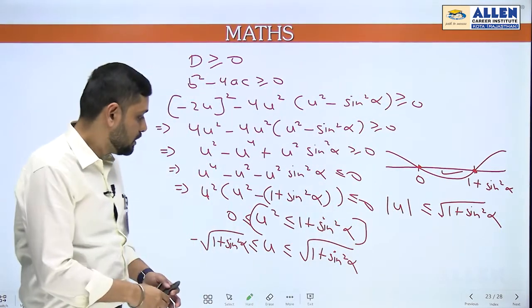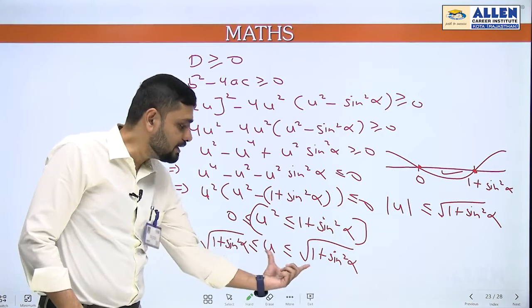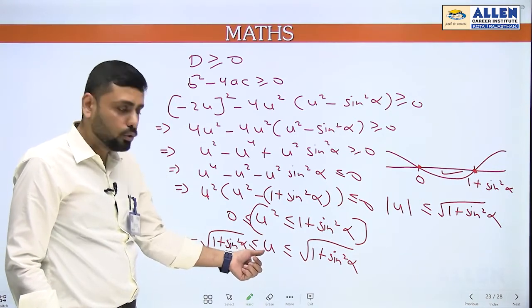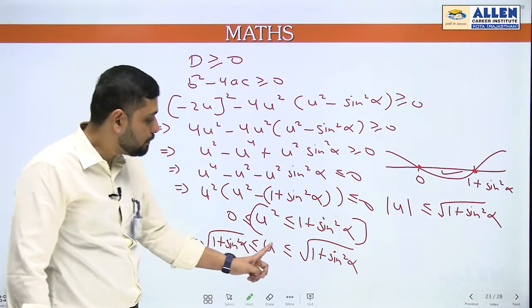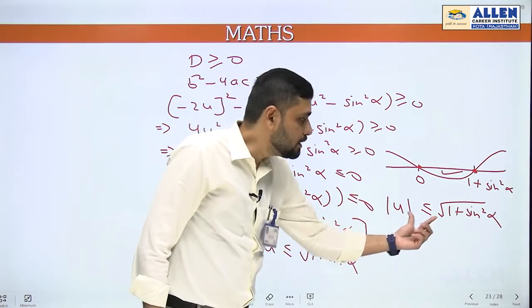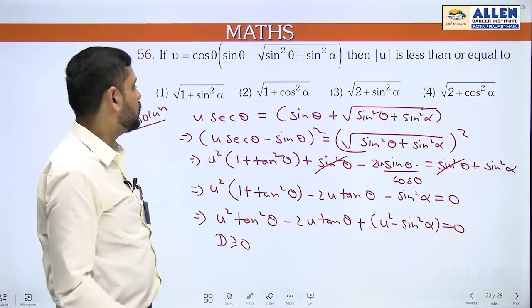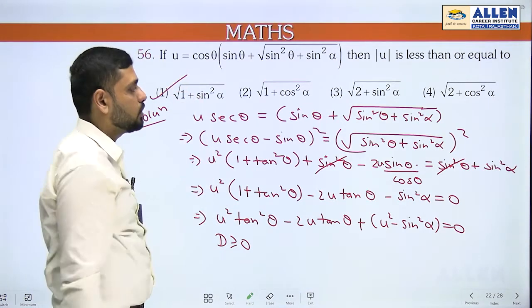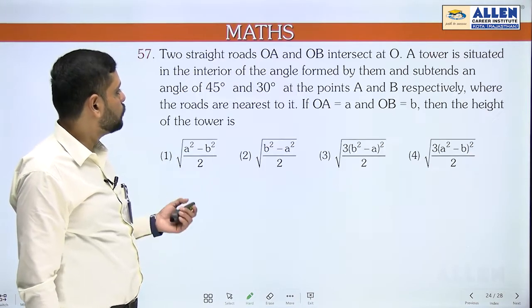This will be our answer, because after simplification of this part we get this thing, and as we have taken u here, it will be greater than minus under root 1 plus sin square alpha but less than under root 1 plus sin square alpha, and if you take the mod, then this will be your answer. So according to the question, this first option will be your answer. So in this way you need to solve this question, right? Now we'll move on to the next question.